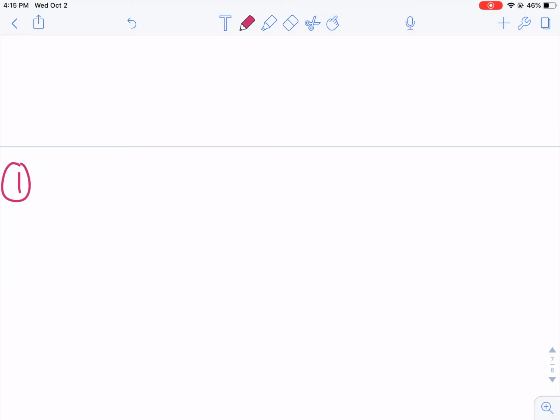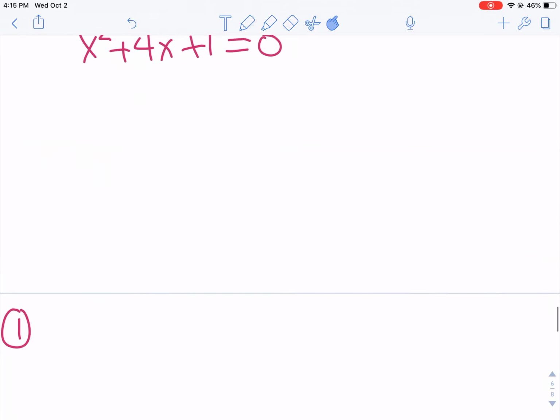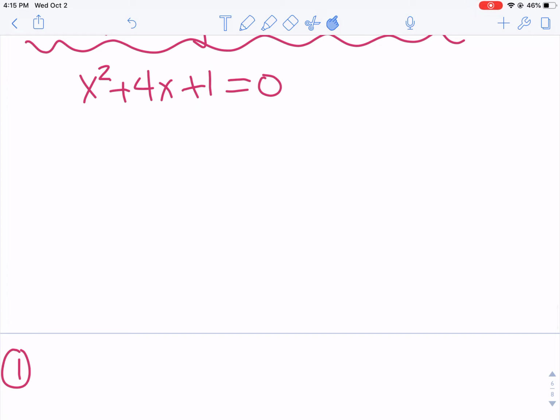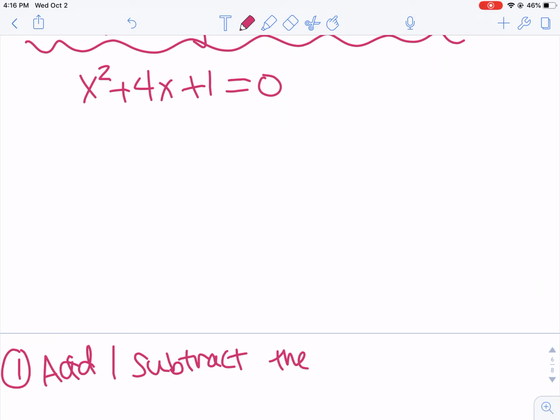Okay, so our first step is to add or subtract the constant term from both sides. So add/subtract the constant from both sides.